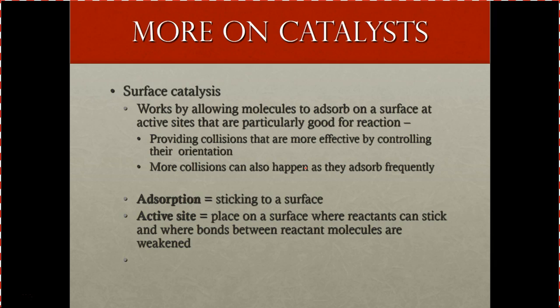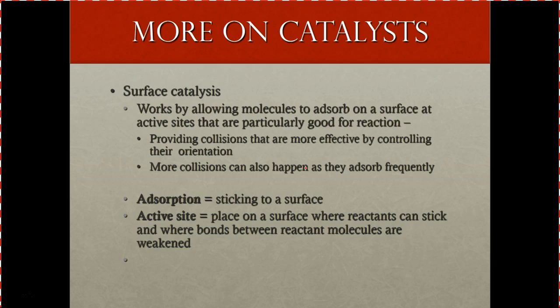Surface catalyst works by allowing molecules to adsorb on a surface at active sites that are particularly good for the reaction, providing collisions that are more effective by controlling their orientation. So basically, this idea using a surface catalyst, that usually means a solid metal, is because what we can do is get a chemical to stick to that metal, adsorb to that metal, in the exact orientation it needs, so that when it's hit by something else, I can get collisions to happen more frequently that are going to have that reaction occur. Adsorption is sticking to the surface.